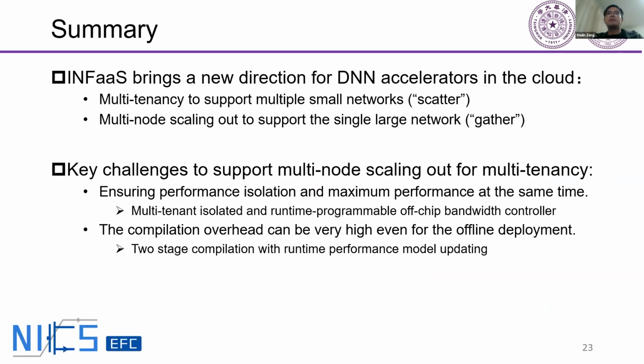So to sum up, inference accelerators bring a new direction for the accelerators in the cloud. We need multi-tenancy to support multiple small networks and multi-node scaling out to support the single large network. The key challenges to support multi-node scaling out for multi-tenancy are twofold. The first one is to ensure performance isolation and maximum performance at the same time. And the second one is that the compilation overhead can be very high even for offline deployments.